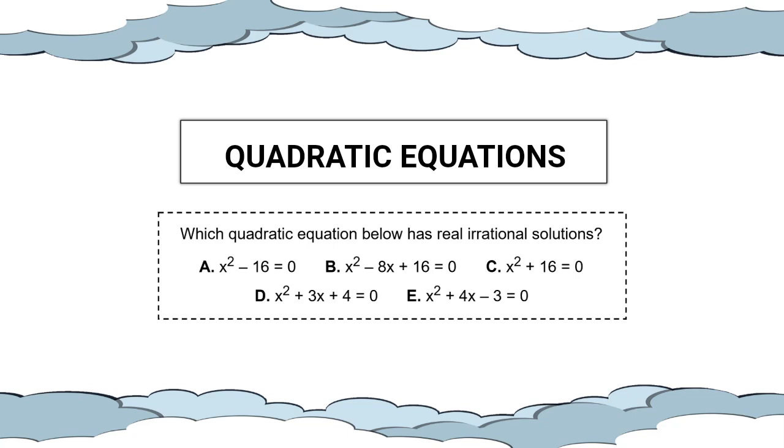So in this ACT math video, we're going to take a look at quadratic equations, or polynomial equations where the highest power is x squared. And we want to know that out of these answer choices, which quadratic equation has real irrational solutions. At this point, you can stop the video and try to solve it on your own, or you can keep going and we'll work into getting this solution.